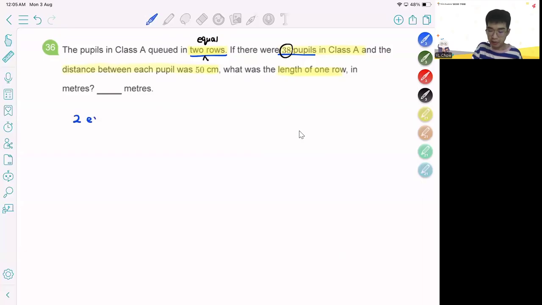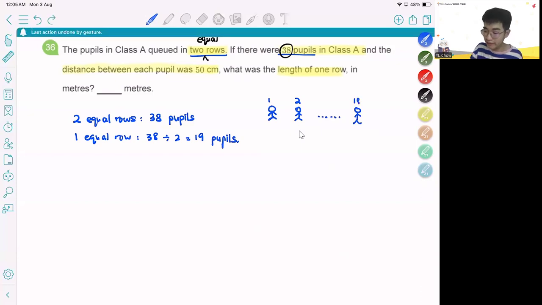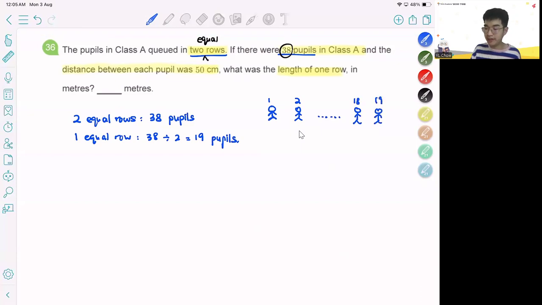Then two equal rows, there are 38 pupils. Then one equal row, there will be 38 divided by 2, which is 19 pupils. All right, so that means each row will have pupil number 1, followed by pupil number 2, all the way up to pupil number 19. Okay, maybe let me make it clearer. Pupil number 18, pupil number 19. And we are asked, what is the length of one row? Like this, right? Now, take note.